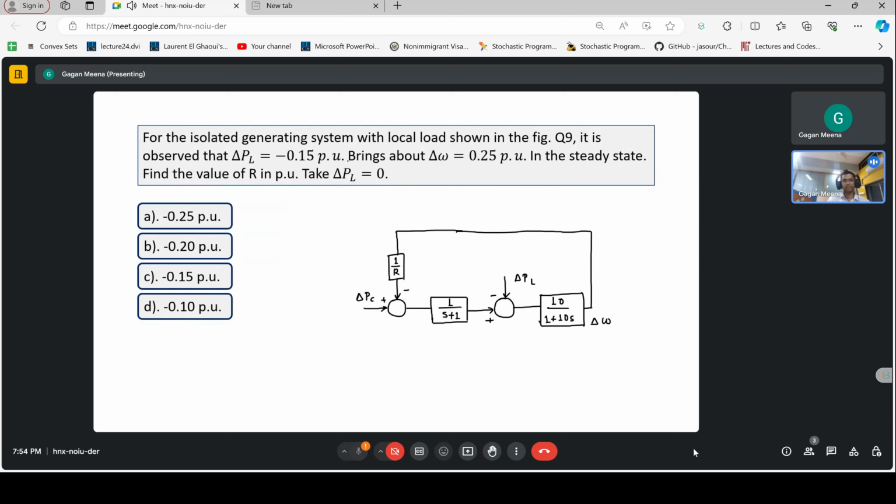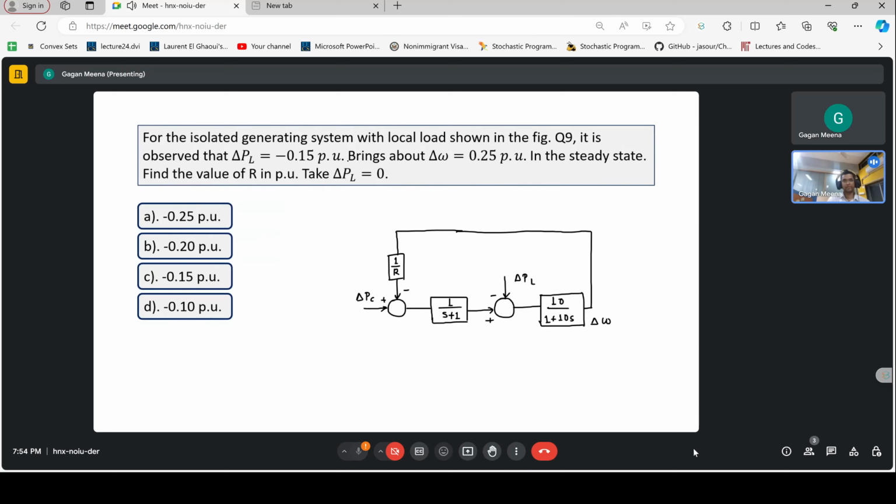It is asking what should be delta PC to make delta omega 0. Now delta PC is not 0. In steady state we want delta omega to be 0. So what should be delta PC? We already know that delta PC should be equal to delta PL. That again we need to solve the same thing.